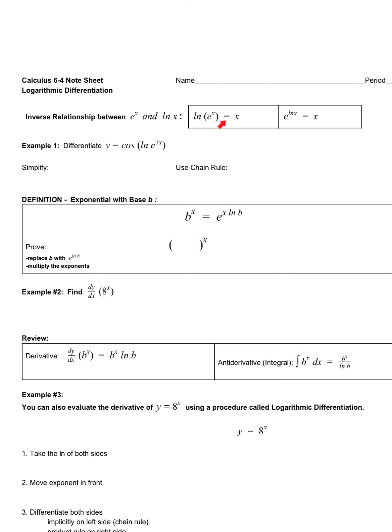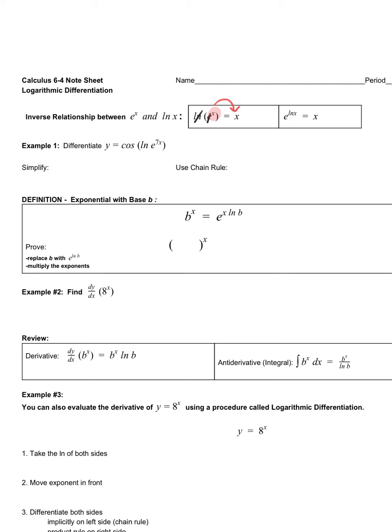Let's look at this first box. Here, ln is right next to e. When you see that, they cancel each other out. So the ln and the e cancel out, and we are left with that x, and that is why ln e to the x is equal to x.